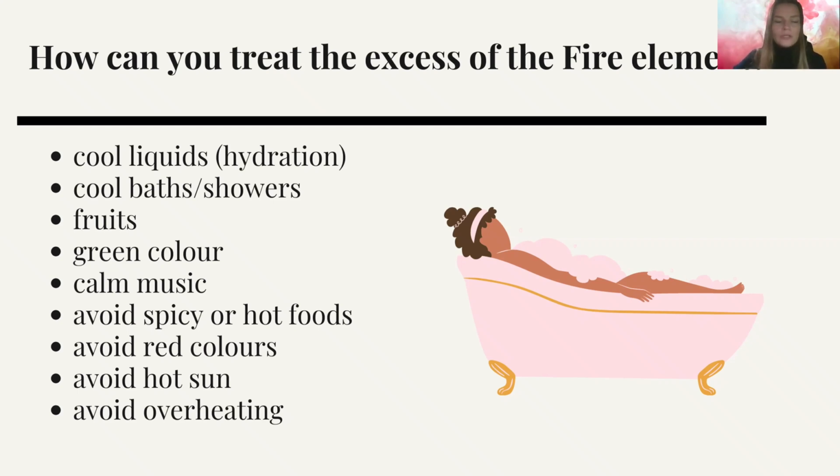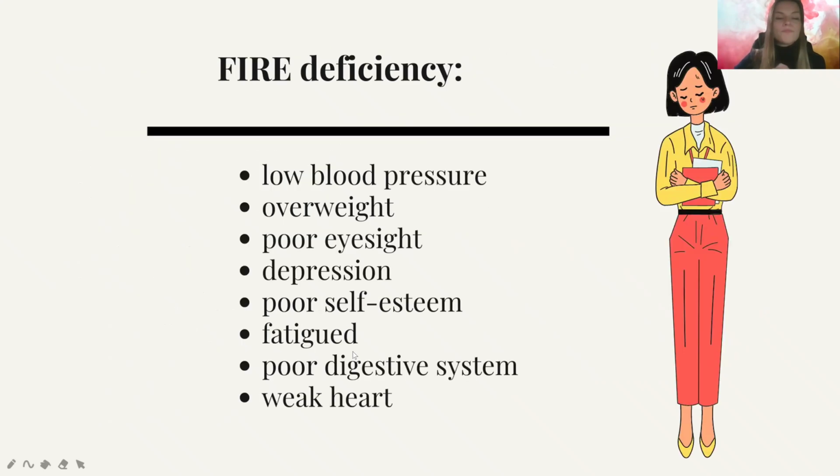Avoid spicy or hot foods, or avoid red color. Red color is used in marketing to raise our adrenaline. So in this example, if you are a hyperactive or impulsive person, then having too much red color around you could increase this impulsiveness in you. Avoid hot sun, as very hot sun can lead to sunstroke, as discussed in the previous slide. And avoid overheating. Be mindful about how many layers of clothing you put on, so that you don't overheat.